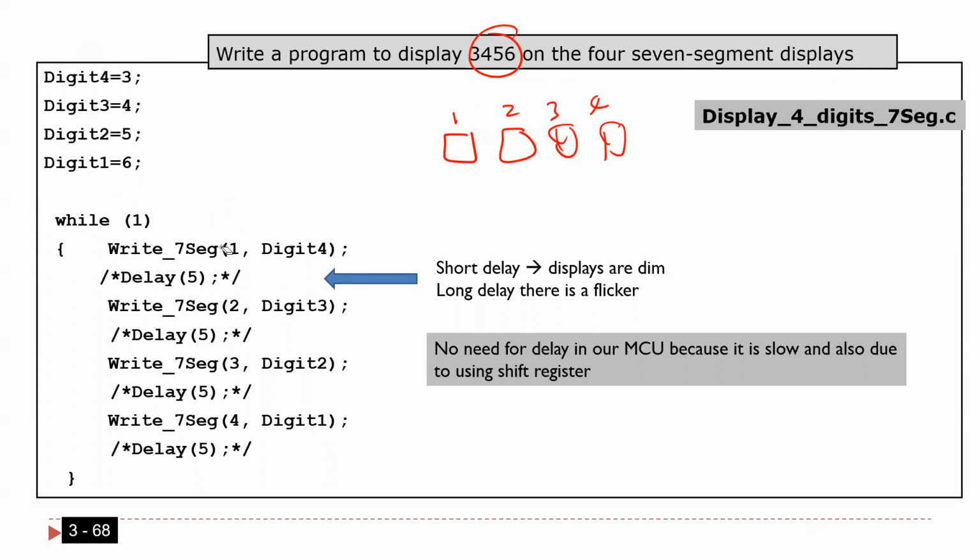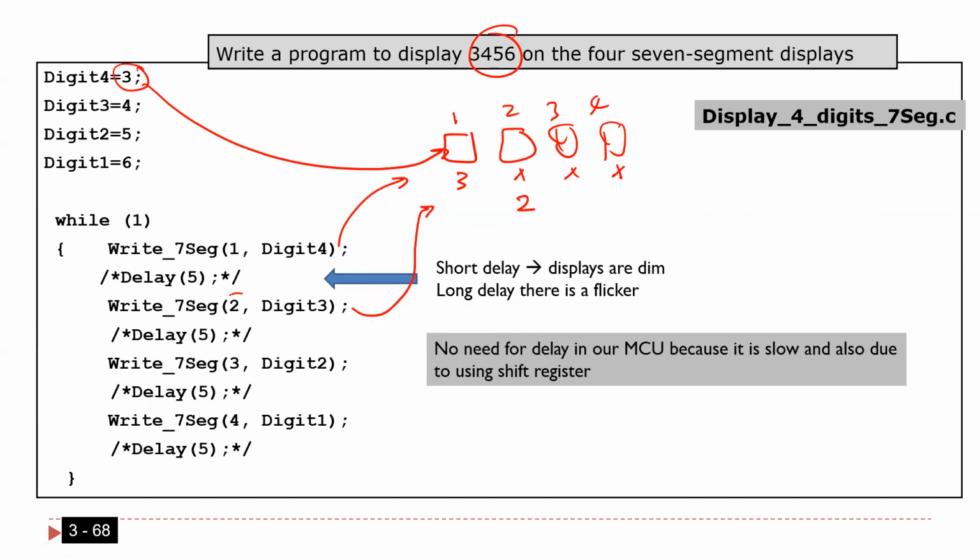Anyway, so for number 1, I need to display number 3. So here I put 3, and the other ones are off, because this function can enable only one at a time. So I'm going to display number 3 on 1. Is that okay? And then after a very short delay, I'm going to put 2 here. So the first one is going to put 3, and then these ones are off.